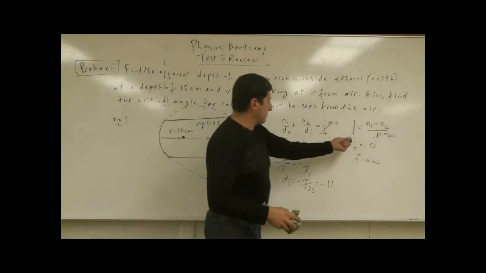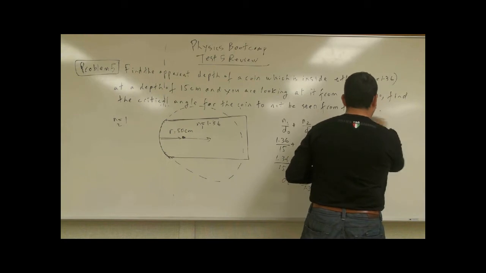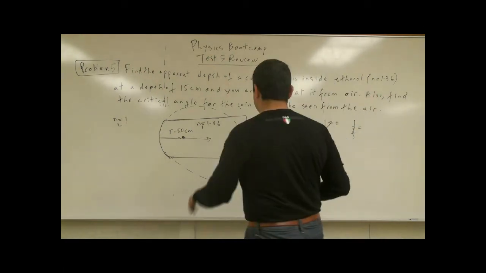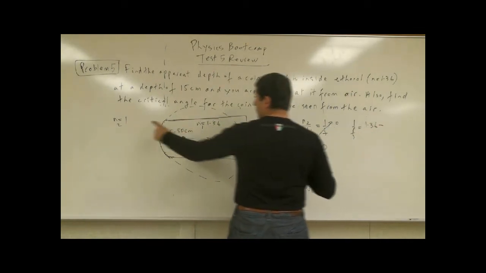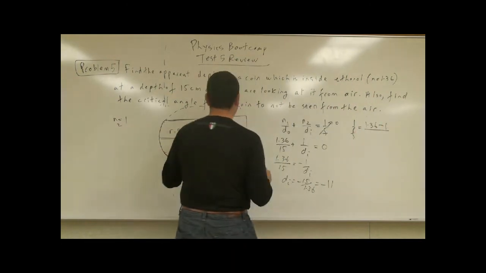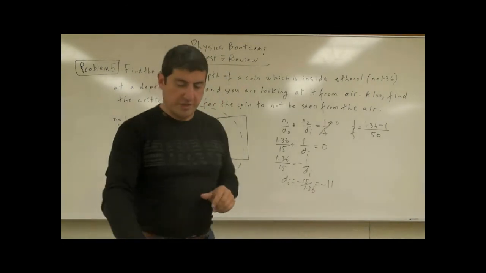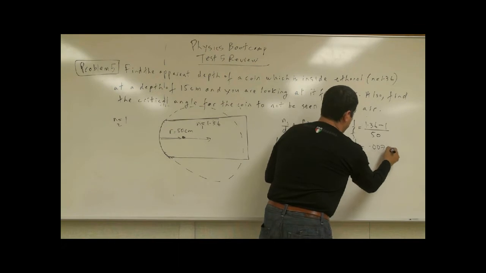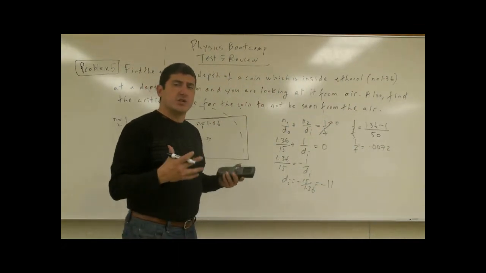What's going to happen? Well, I'm going to have to find 1 over f first. So what is that going to be? You're going to do 1.36 minus the index of refraction of air, 1, divided by the radius of curvature, 50. Okay? So what is that going to be? Equal to 0.0072. Okay? I don't really need the focal length here.